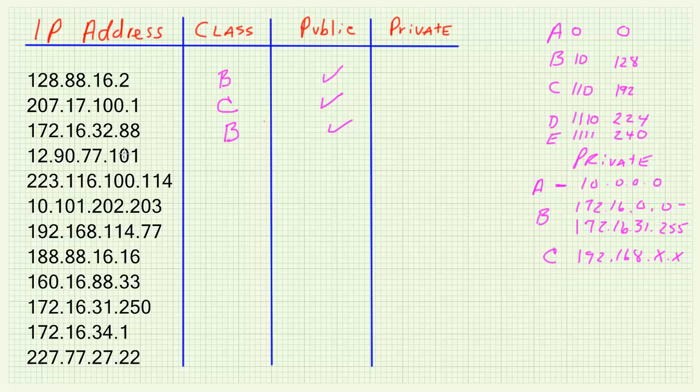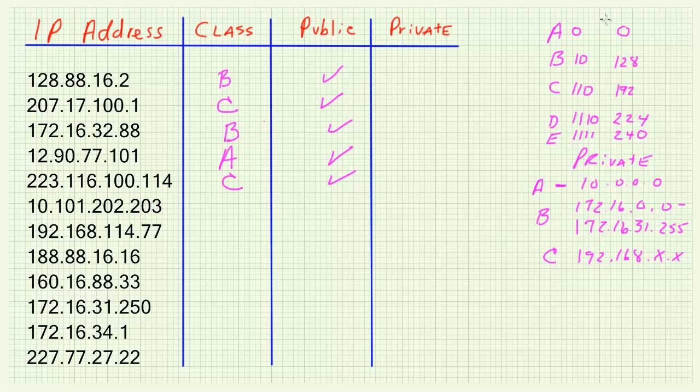What about this one, 12.90.77.101? Go to our table. We can see that it is more than 0, but less than 128, so it's going to be a Class A. Is it public or private? Well, that's easy, because if it's a Class A private, it's going to begin with a 10, and this one does not, so it is also going to be public. How about 223.116.100.114? A quick look at our table tells us that it is more than 192, but less than 224, so it's going to be a Class C. And it's not a private Class C, because all of the private Class Cs begin with 192.168, and this one doesn't, so it's going to be public.